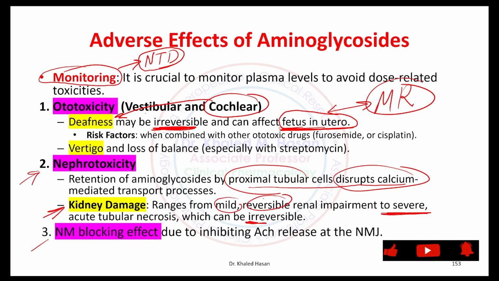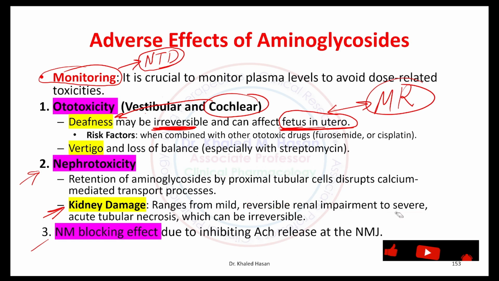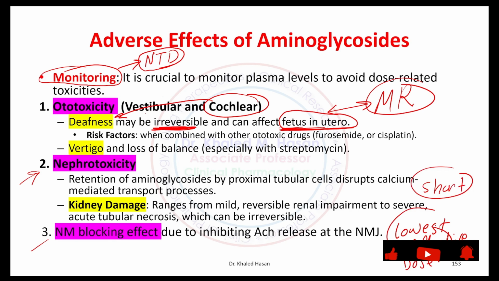So here we need to take something into consideration. When you treat your patient with an aminoglycoside, treat the patient with the lowest effective dose. Very important: lowest effective dose. This is number one, and for a short duration of action. Two things to protect the patient from side effects. Number one, a low effective dose. Number two, a short duration of action.